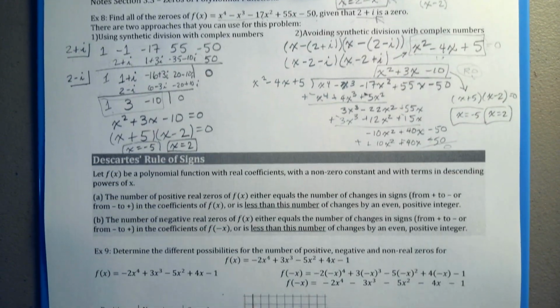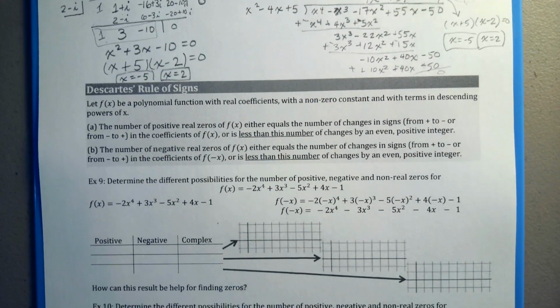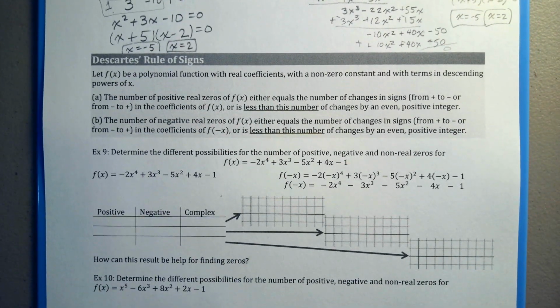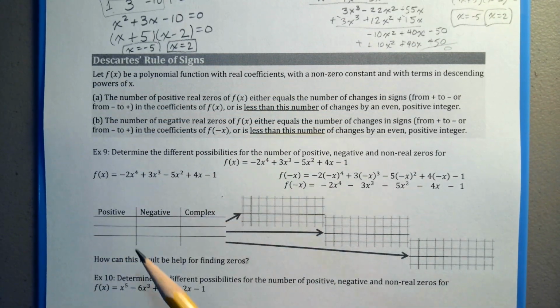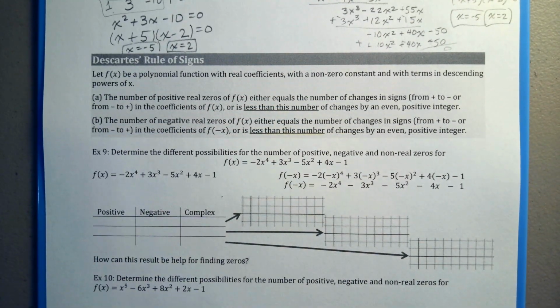Okay, let's move on to Descartes' rule of signs. This is a sort of complex theorem, and the first time we read through it, it's probably not going to make a lot of sense, but it'll make more sense as we do an example. And this is just another way. Again, this whole lesson is about figuring out how to find zeros. So this rule helps us decide where we should be looking for zeros, and specifically whether we have positive real zeros or negative real zeros.